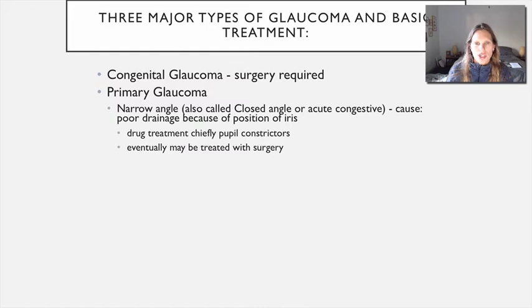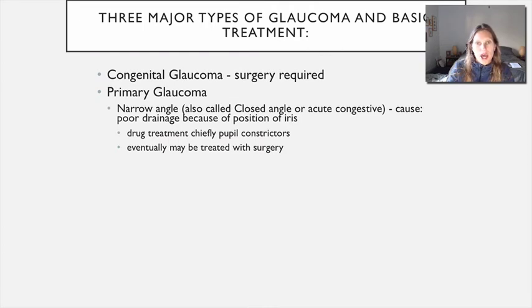So essentially, in a nutshell, what's happening with narrow angle glaucoma is there's poor drainage because of the position of the iris. The iris has been displaced and it's blocking the canal of Schlemm. So the canal of Schlemm is closed. That's where the closed angle comes in. If you can't drain, the pressure is going to build in the back, and it's going to push the iris over even more, and close the angle between the cornea and the iris.